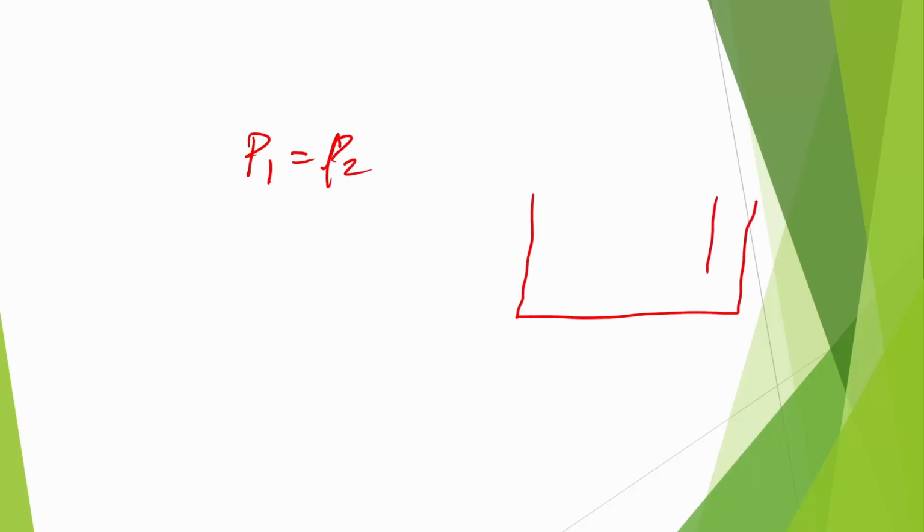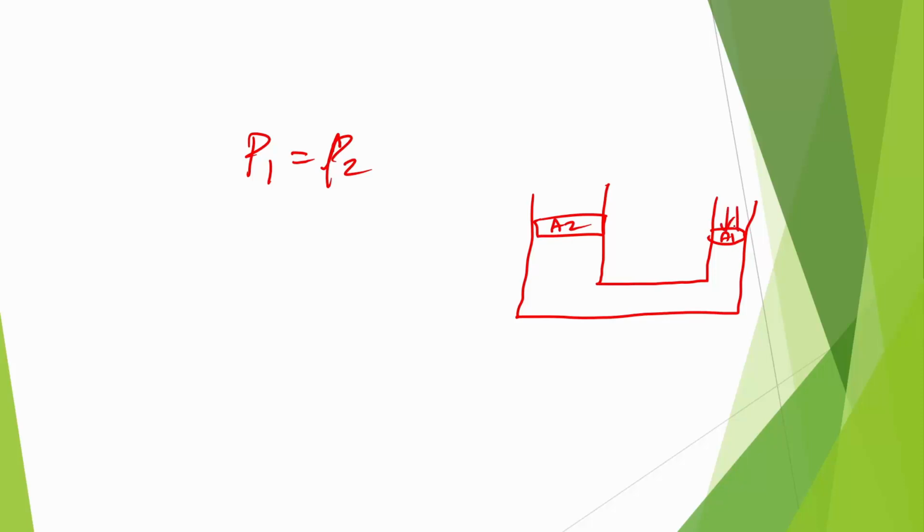This is in terms of Pascal's law. According to Pascal's law, the pressure that is acting on a fluid is constant throughout. So P1 is equal to P2. For example, you would have seen a hydraulic ram. I have a small opening here and a large opening here. This is A2, this is A1.